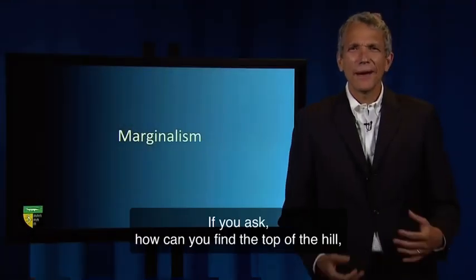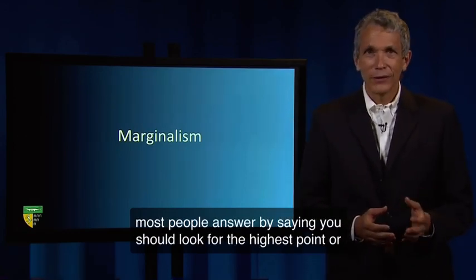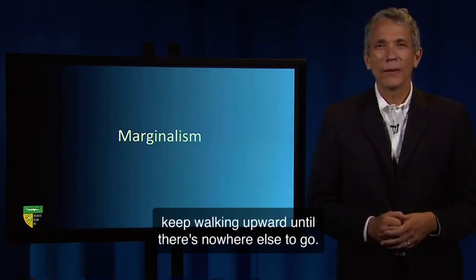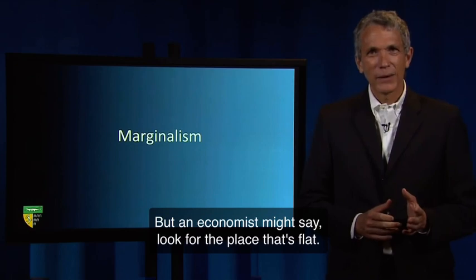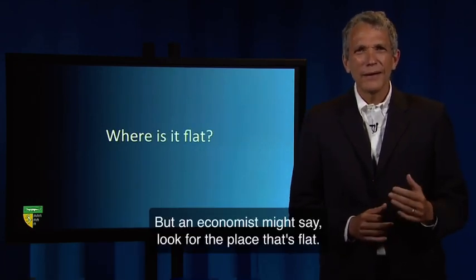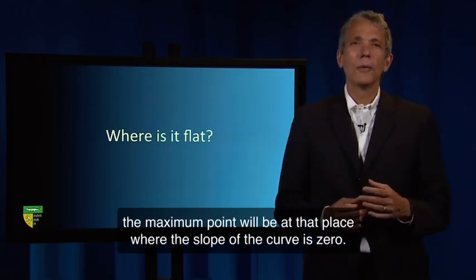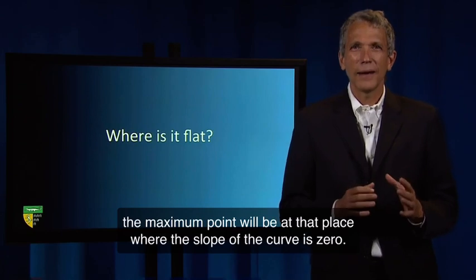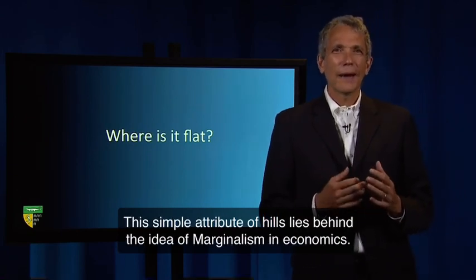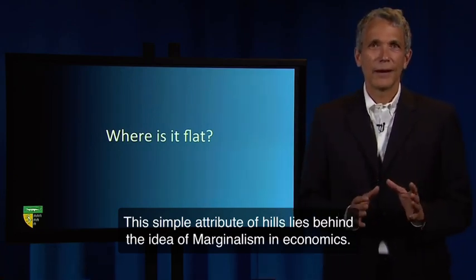If you ask, how can you find the top of a hill? Most people answer by saying you should look for the highest point or keep walking upward until there's nowhere else to go. But an economist might say, look for the place that's flat. At least with regard to smooth and convex curves, the maximum point will be at that place where the slope of the curve is zero. This simple attribute of hills lies behind the idea of marginalism in economics.